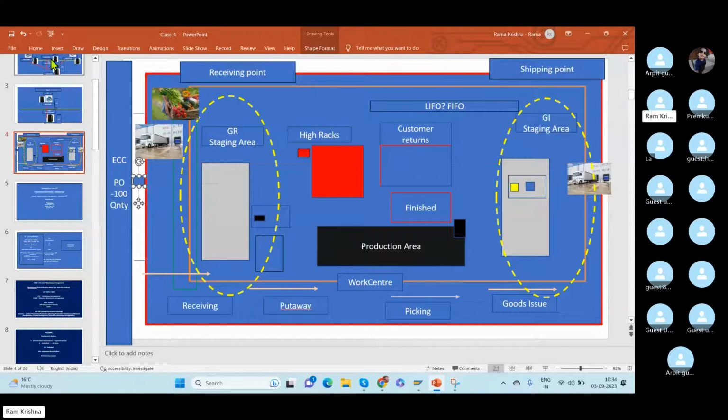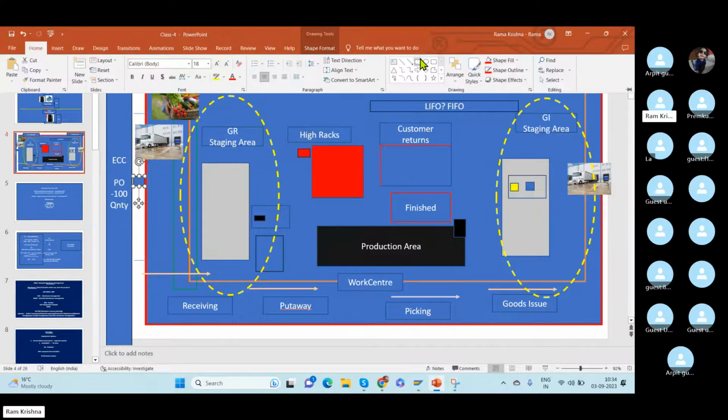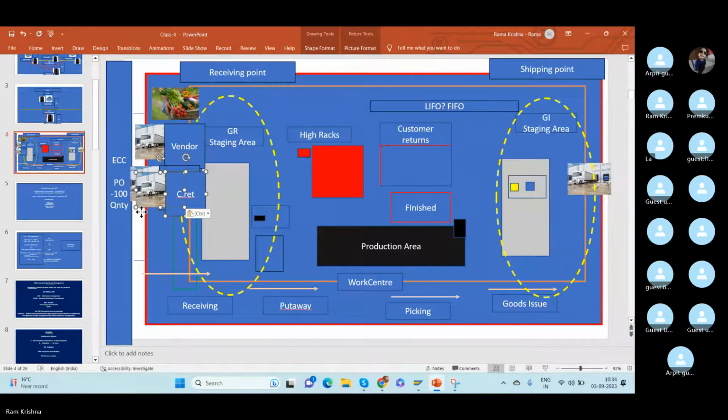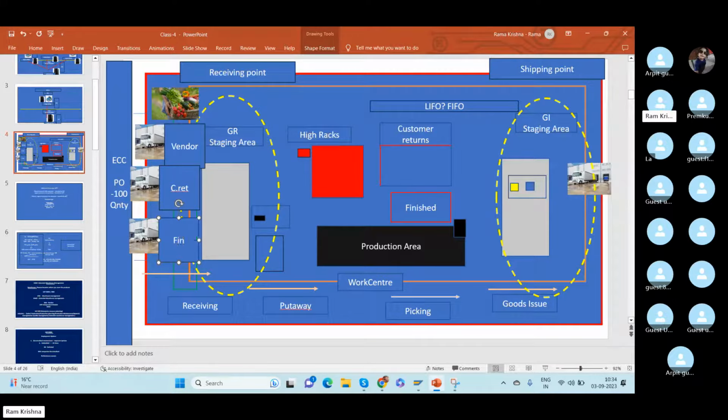We have two scenarios now, guys. I'm mentioning it here. Vendor, okay, I'm mentioning vendor. So in this case, customer returns, and finished goods returns from the STO, other plant.